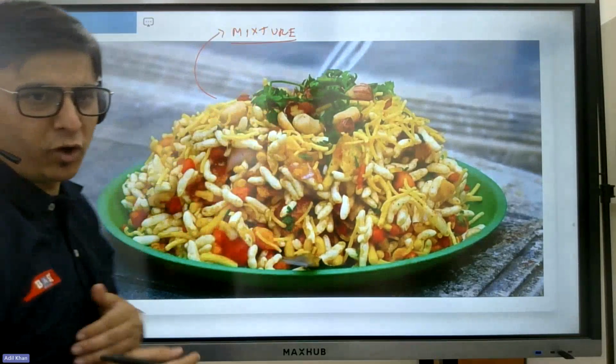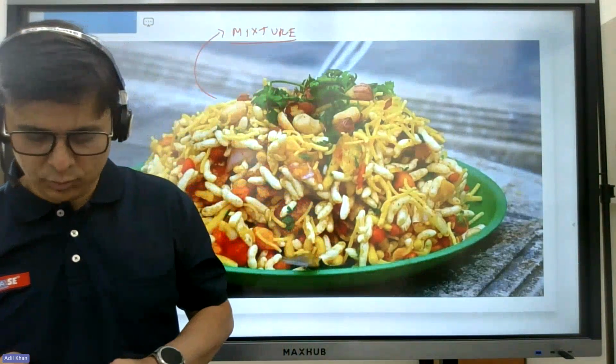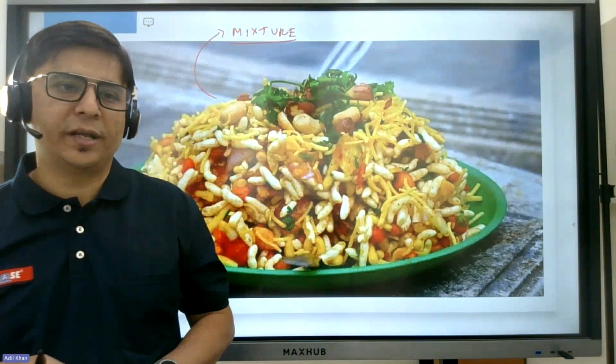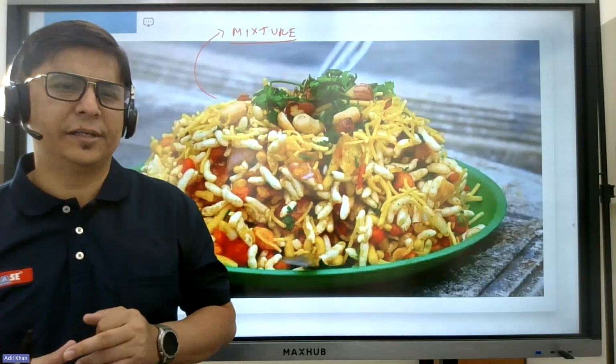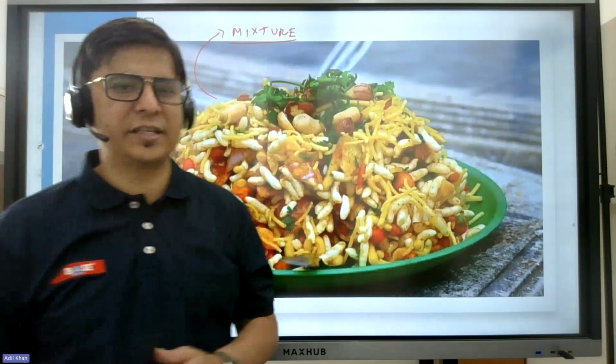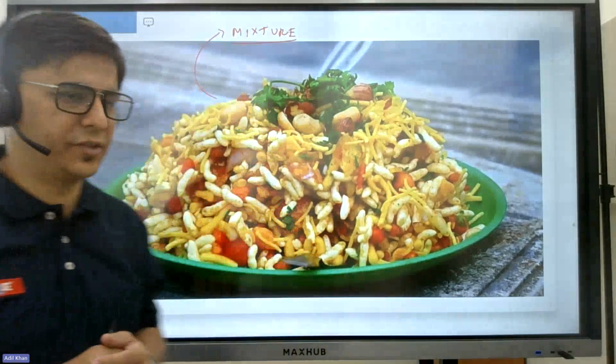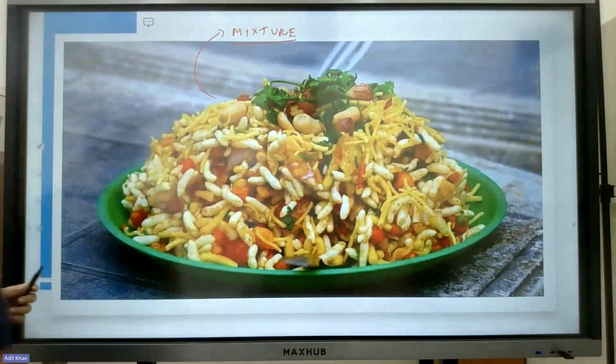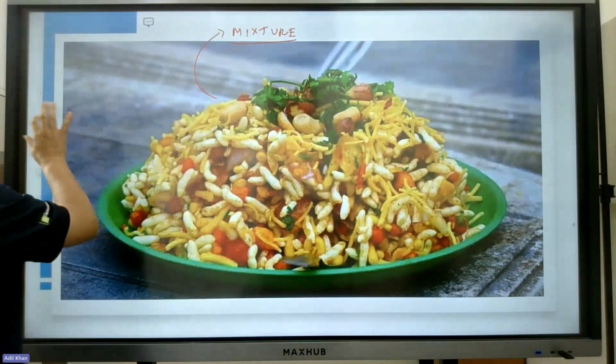Going forward in the pipeline, we have mixtures, types of mixtures, then compounds. Then we have physical property, chemical property. Then we have atomic masses, molecular masses with examples. That is the pipeline of this session. I like it. Thank you. Let's move forward.